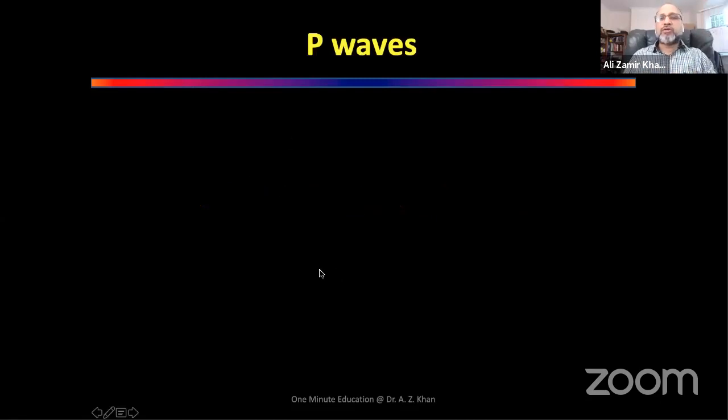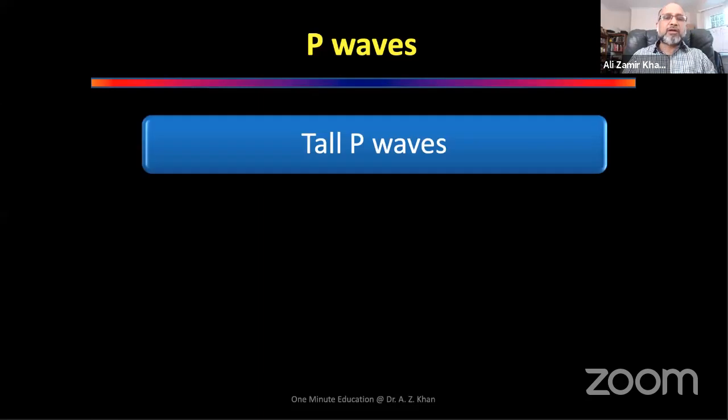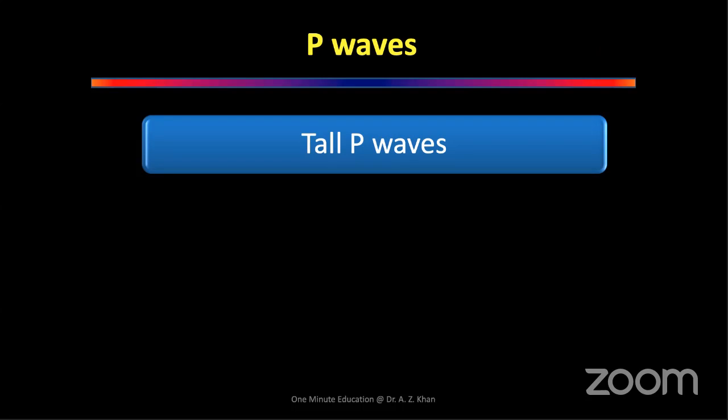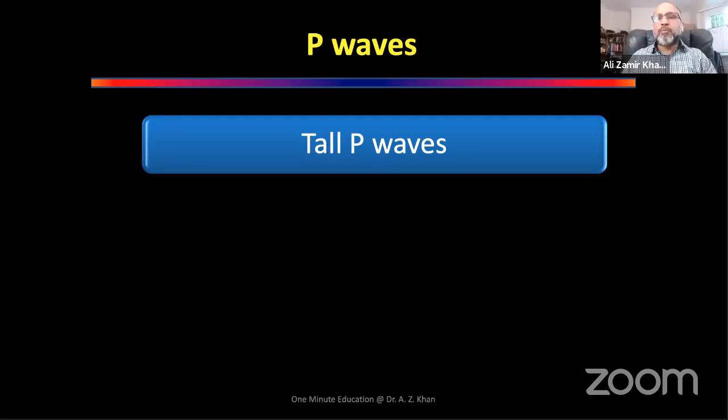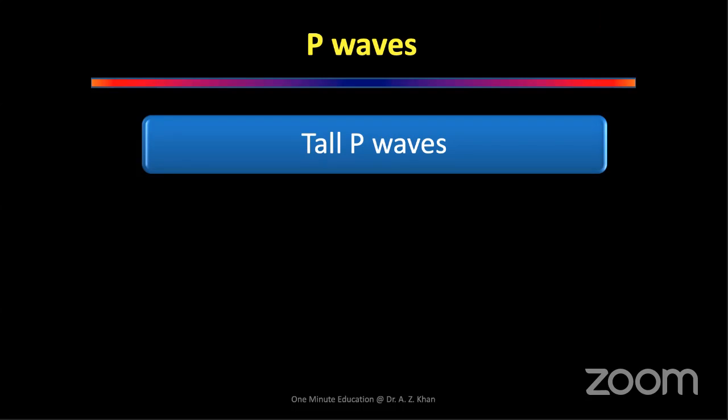All right, let's look at P waves. There are some things about P waves that are an issue. What do you think a tall P wave means? What is happening in a tall P wave? Anybody want to tell me, what does a tall P wave mean? Is the atrial depolarization taking more time? Not more time, but more strength. More electrical activity in atrial hypertrophy.